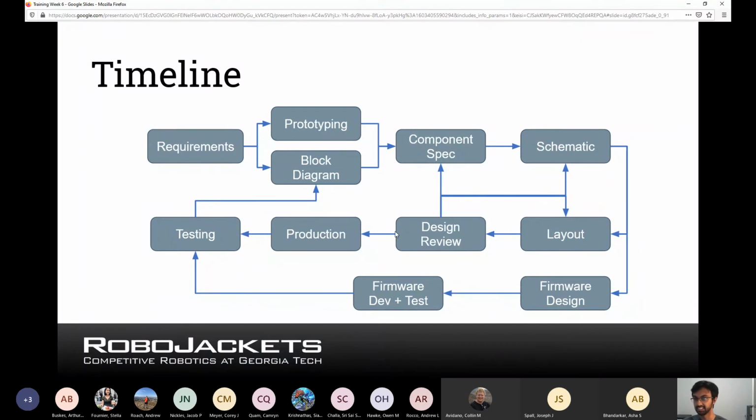How's the board going to work? Are there any things that could be wrong with it? And based on that, you might need to go back to a previous step in this process just so that you can resolve any issues that might have come up in that step.